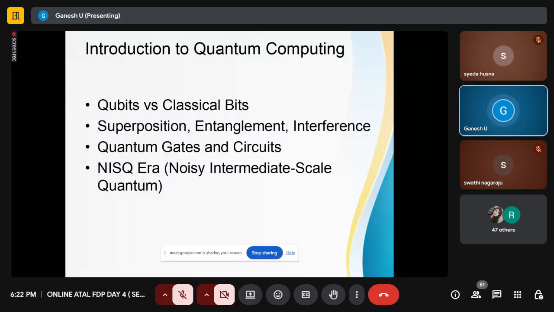Next, interference is the other quantum principle or property which will help us in achieving quality and in achieving speed. The quantum states are like waves, like water waves. These waves can add up, that is constructive interference, or cancel out each other, that is destructive interference. By carefully designing circuits, we amplify correct answers and cancel wrong ones.